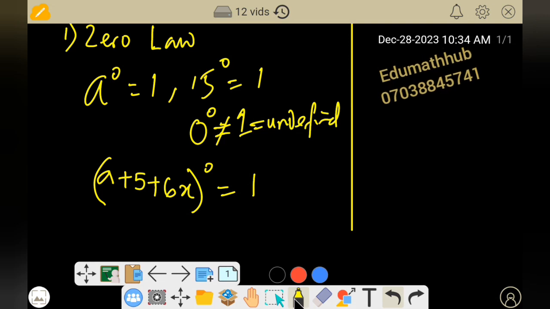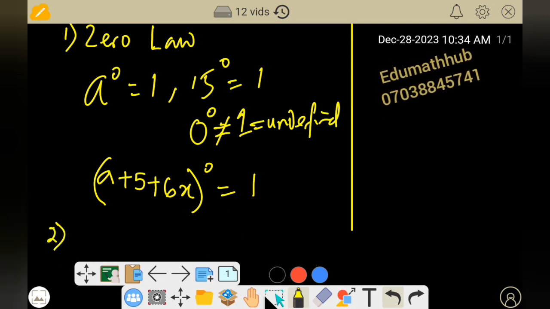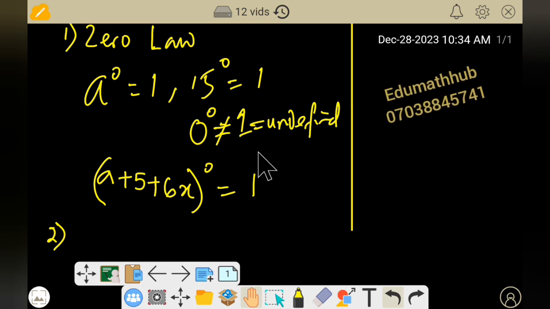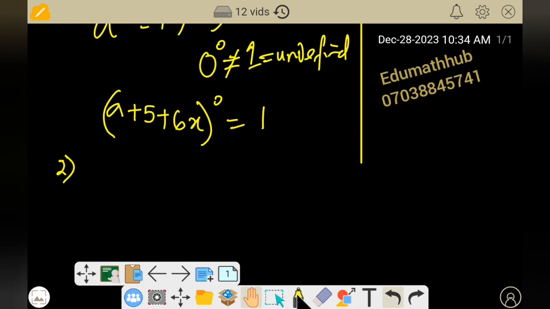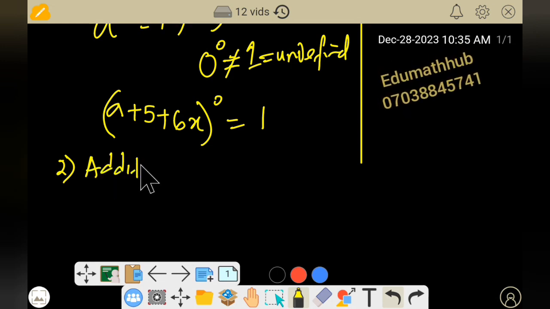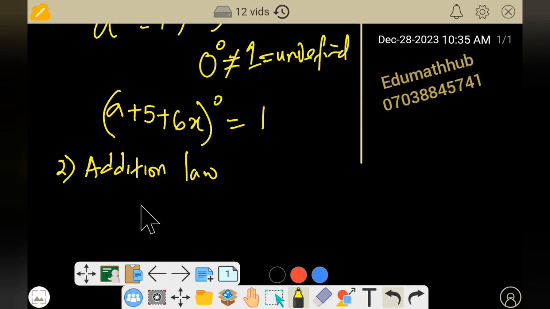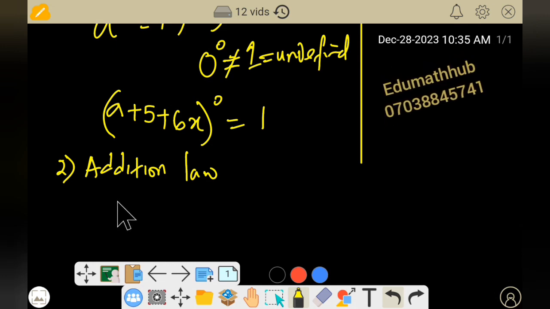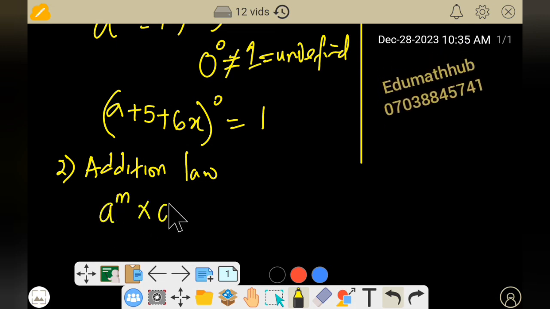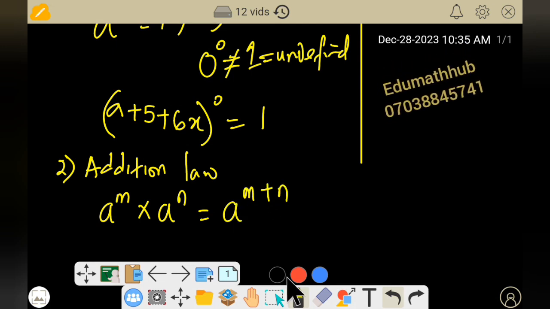So let's take the second one, which is called the addition law. The addition law is very simple. When you multiply two numbers that have the same base, you just have to add the powers. For example, a raised to the power m times a raised to the power n is equal to a raised to the power m plus n.